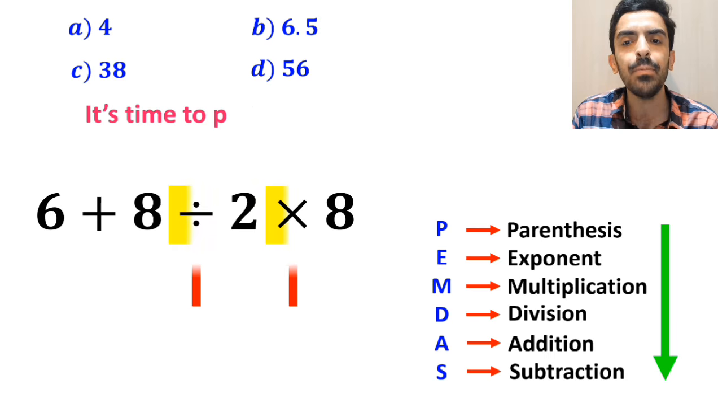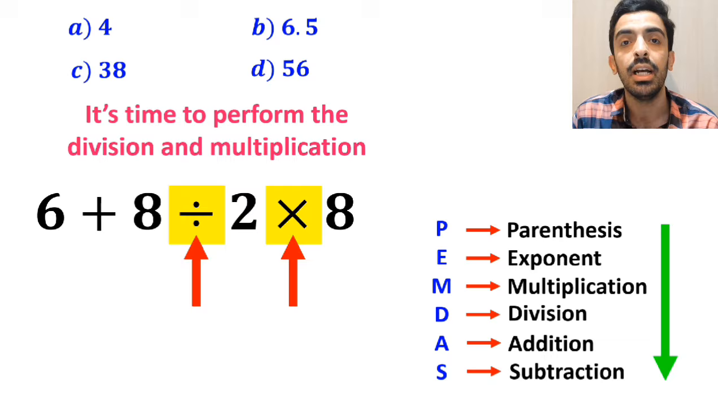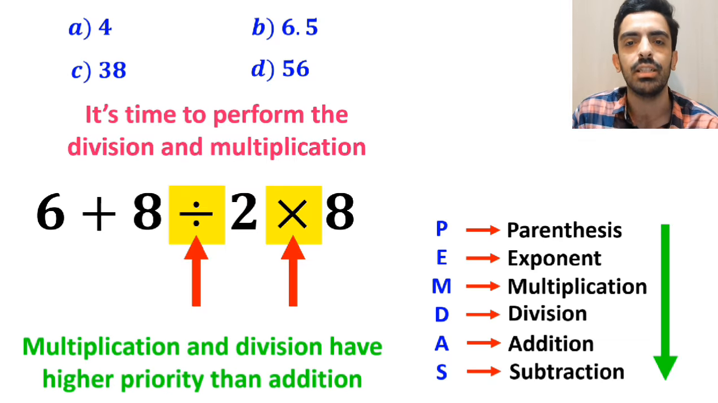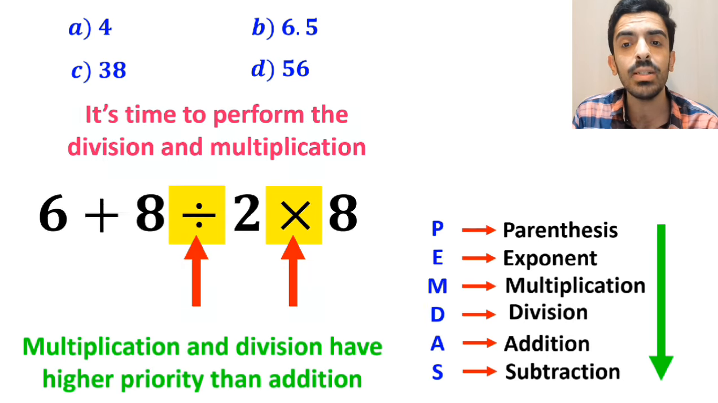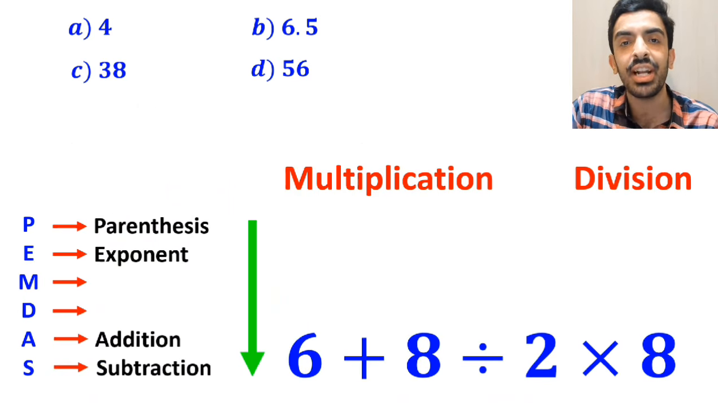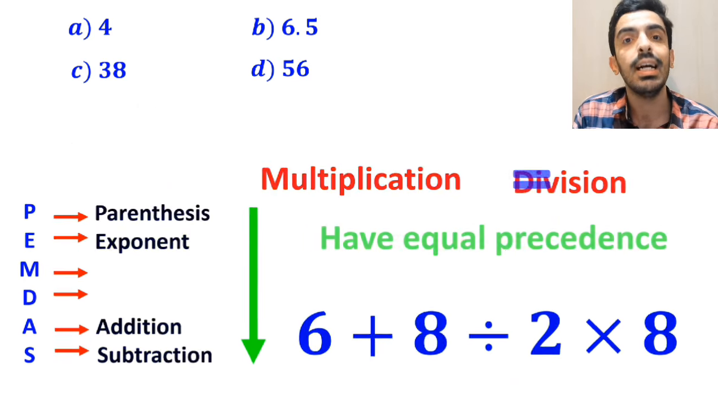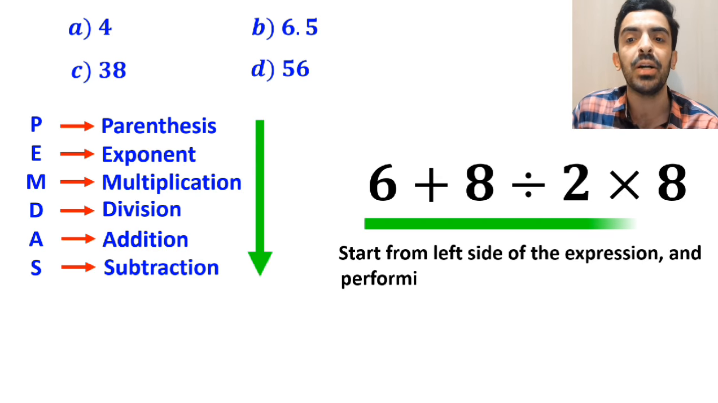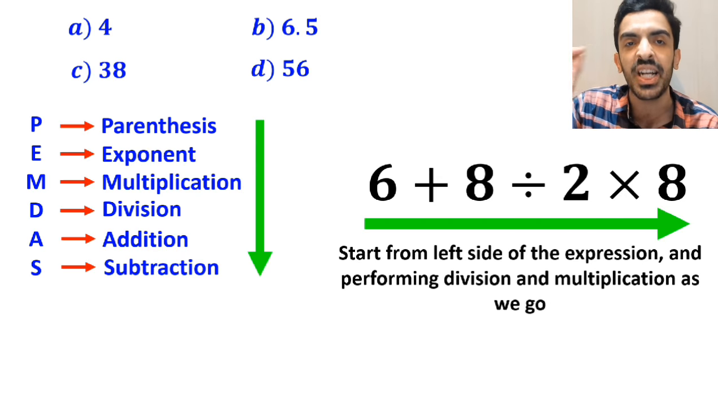Alright, now it's time to perform the division and multiplication, because multiplication and division have higher priority than addition. However, we must pay close attention that multiplication and division have equal precedence. In this case, the best thing to do is to start from the left side of the expression and perform division and multiplication as we go.